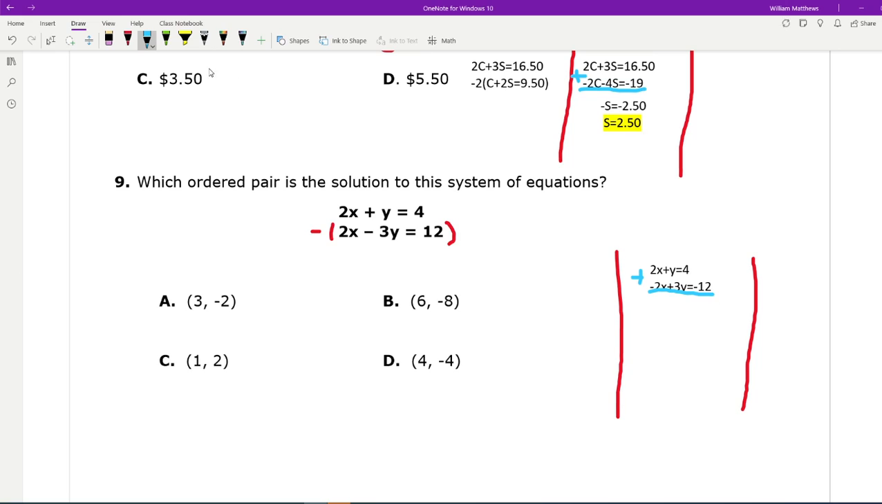Showing that I'm adding my two equations together. My x's cancel out. y plus 3y is 4y. And this will equal 4 plus a -12 is a -8. When I divide both sides by 4, the coefficient, you get y equals -2.